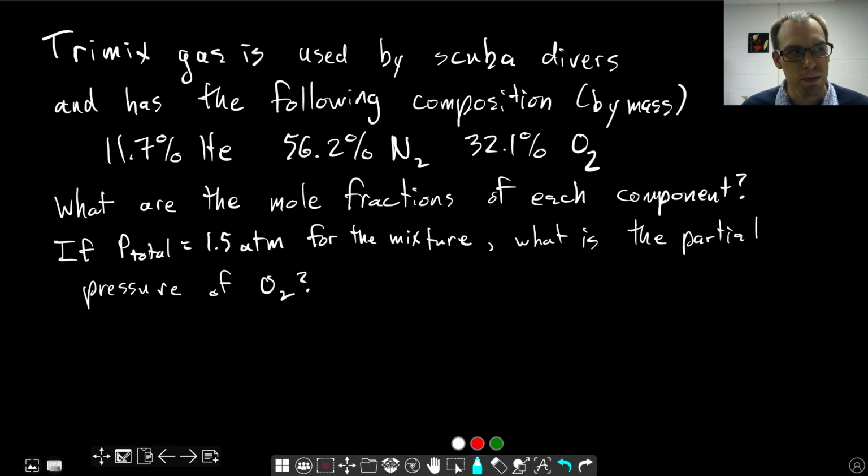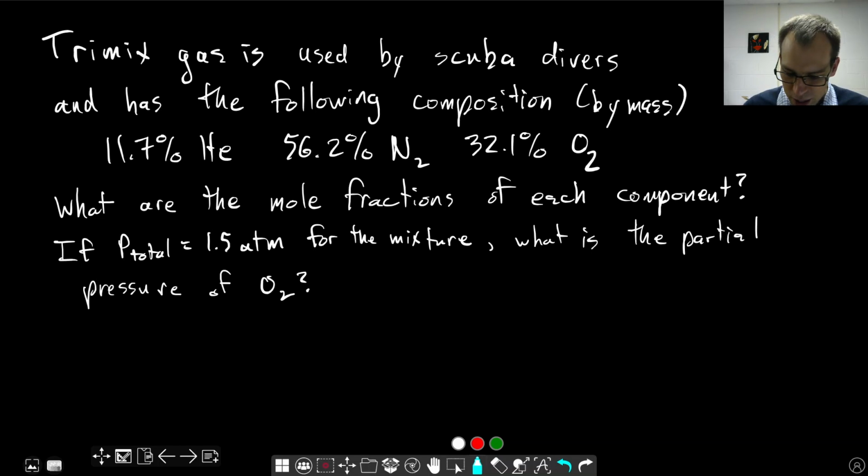And you need the right percentage, and specifically the partial pressure of oxygen, to be able to safely breathe underwater. If these percentages are off, you will not have a good time. And so this is one specific mixture that you can use, and we're going to use this example here. So it's 11.7% helium, 56.2% nitrogen, and 32.1% oxygen, and this is by mass, so not by mole fraction. We're going to calculate what are the mole fractions of each component, and then if we are given a total pressure, once we know the mole fraction, we can find what's the partial pressure of O2.